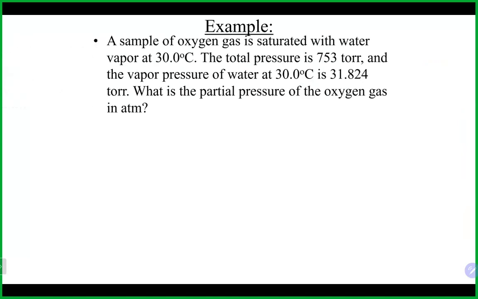So I want you to try one here. A sample of oxygen gas is saturated with water vapor at 30 degrees Celsius. The total pressure is 753 torr, and the vapor pressure of water at 30 degrees is 31.824 torr. What is the partial pressure of the oxygen gas?